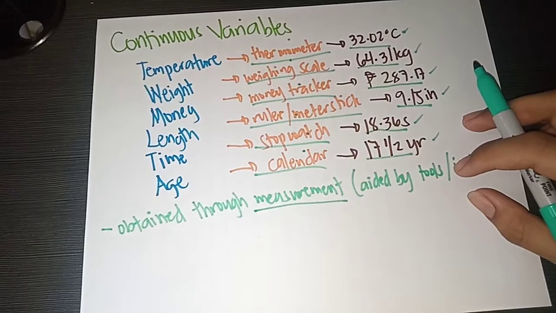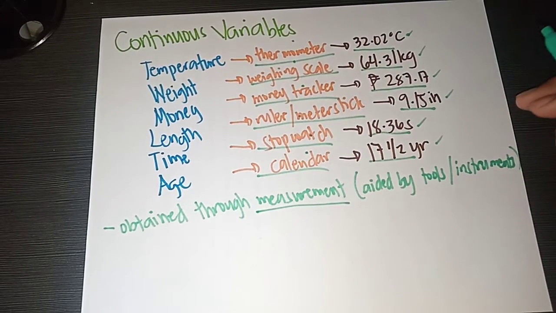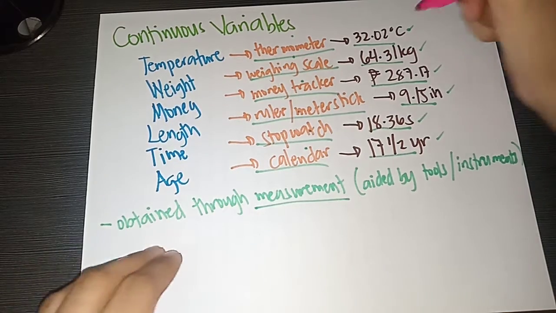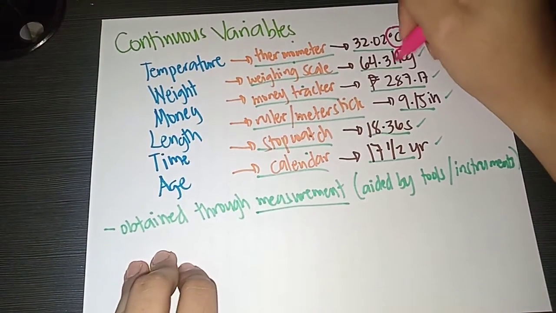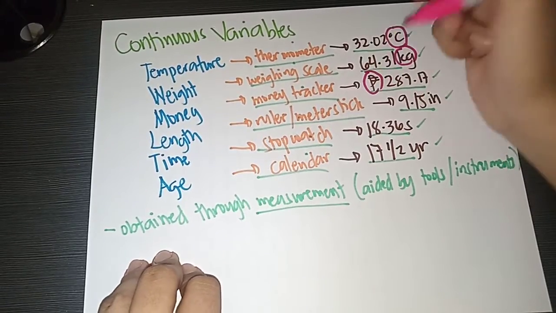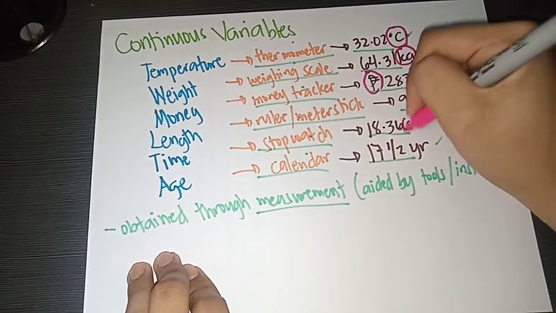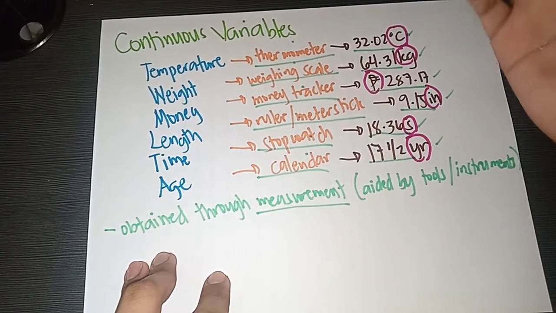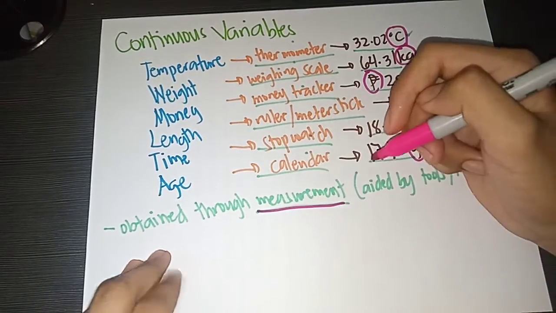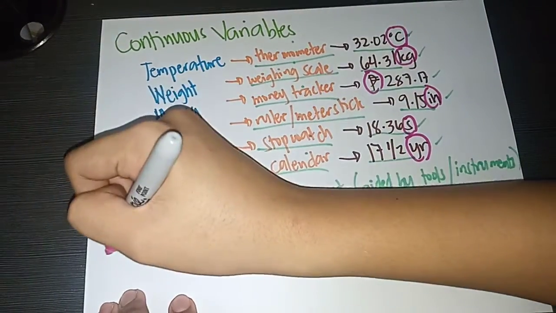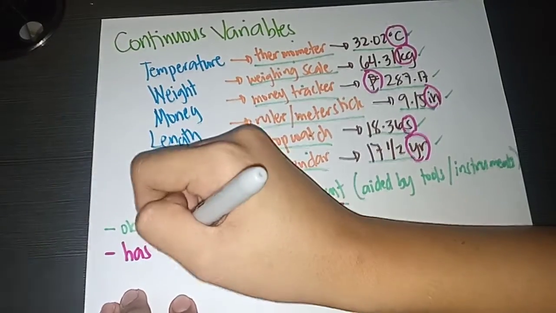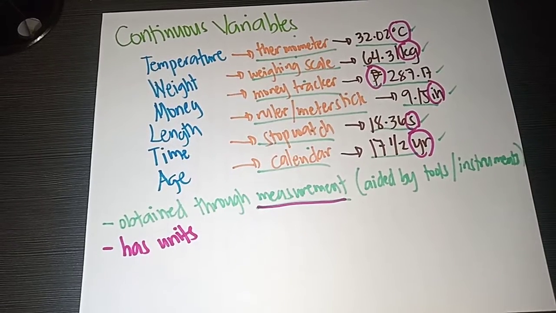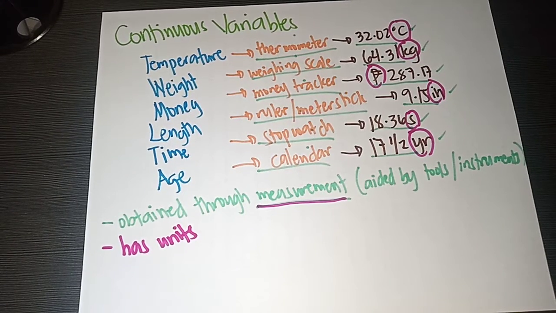Okay? Next. In continuous variables, notice these following symbols. We have degrees Celsius, kilograms, peso sign, inches, seconds, and years. So meaning to say, if continuous variables are obtained through measurements, their possible values have units. Okay? Their possible values contain units. So that is continuous variables.